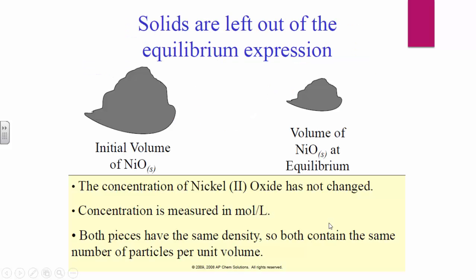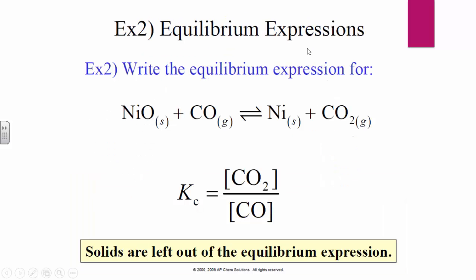Now we always leave solids out of our equilibrium expression because they have the same density, so they have the same number of particles per volume, so the concentration is not going to change. So we leave solids out of the expression. For example here, nickel is a solid, and nickel 2 oxide in the reactants is a solid. So we leave those out of the expression. We do include gases. Because carbon dioxide is a product, we put it on top. Carbon monoxide is a reactant, so it goes on the bottom. And we have all 1-to-1 coefficients here, so that's what we've raised to the power.